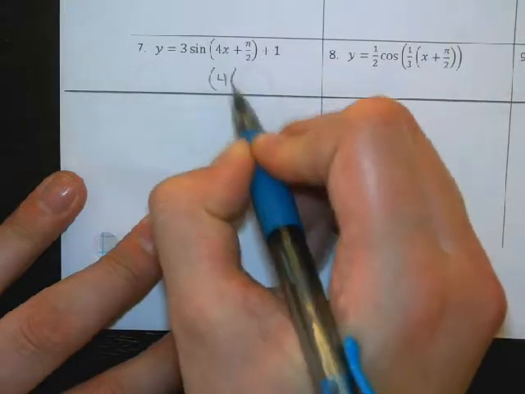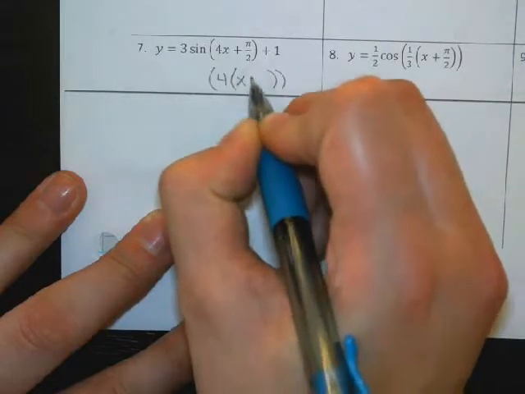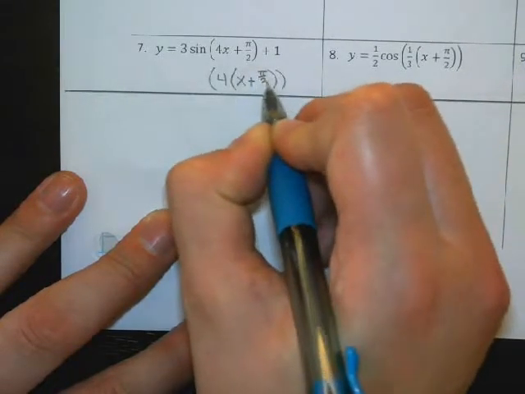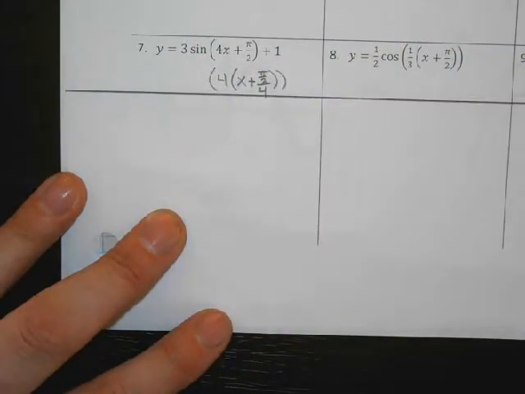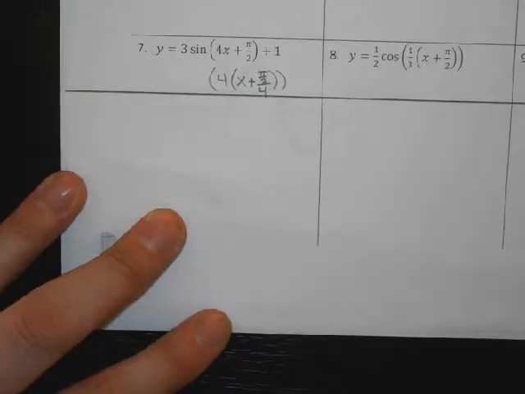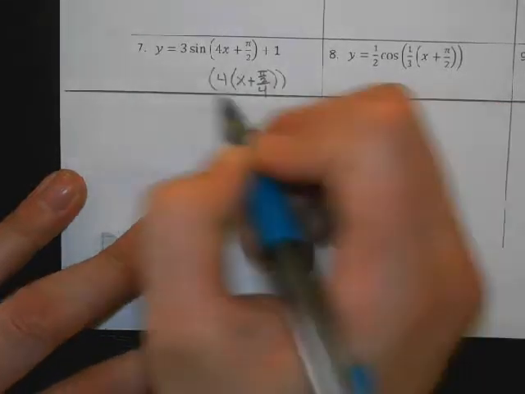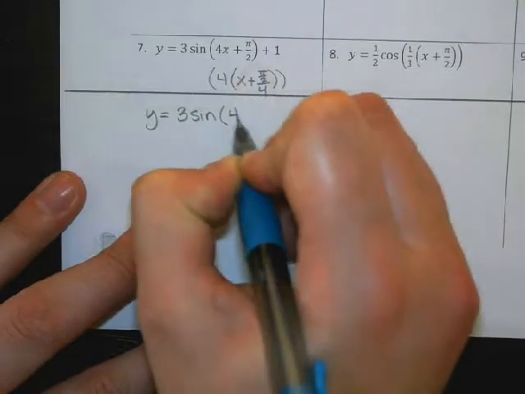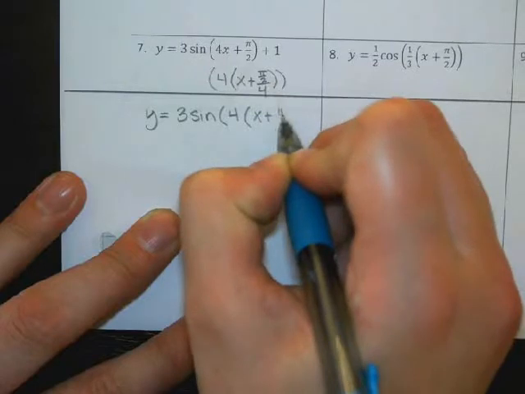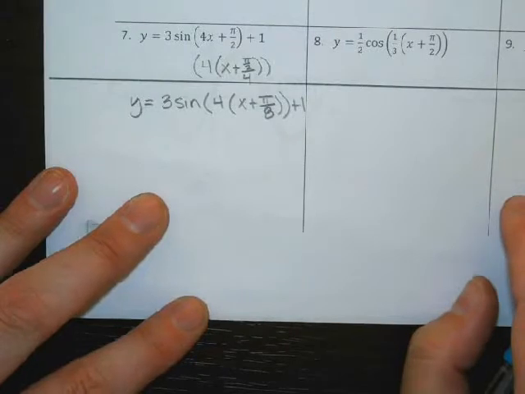So I'm going to put a 4 in the front. And then I know that inside I have x plus pi over 2, and that pi over 2 has been divided by 4. And if you have been divided by 2 and then divided by 4, what is that overall? 8. Divided by 8. So this equation is actually 3 sine 4 parentheses x plus pi over 8 plus 1. Okay.